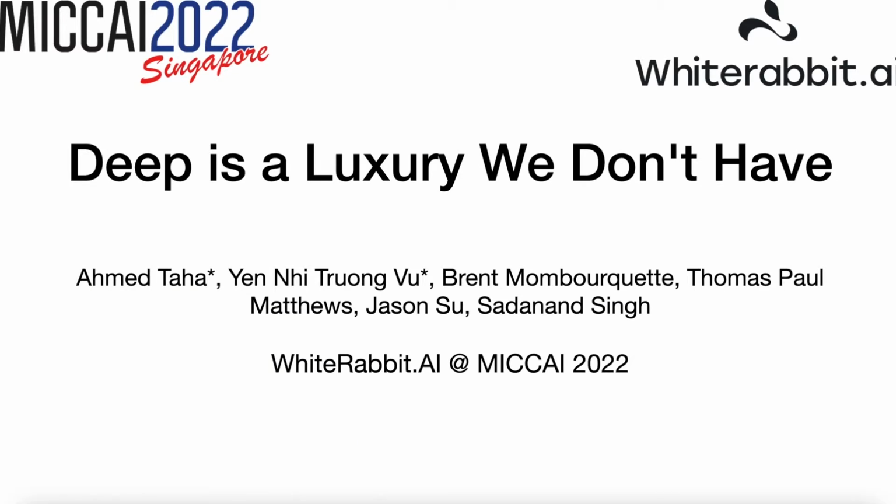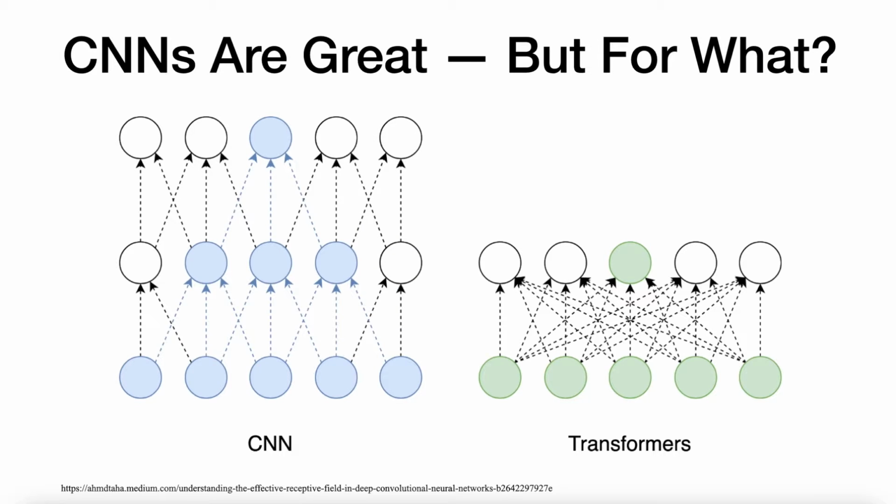This is why I'm glad to present our paper, Deep is a Luxury We Don't Have. I am Ahmed Taha, a research scientist at White Rabbit AI. CNNs are great. They have a high inductive bias, which is optimal for images. They are ideal for capturing low-level details such as edges. However, they suffer when modeling long-range dependencies. For a high-resolution input, a huge number of convolution layers is needed to cover the whole image.